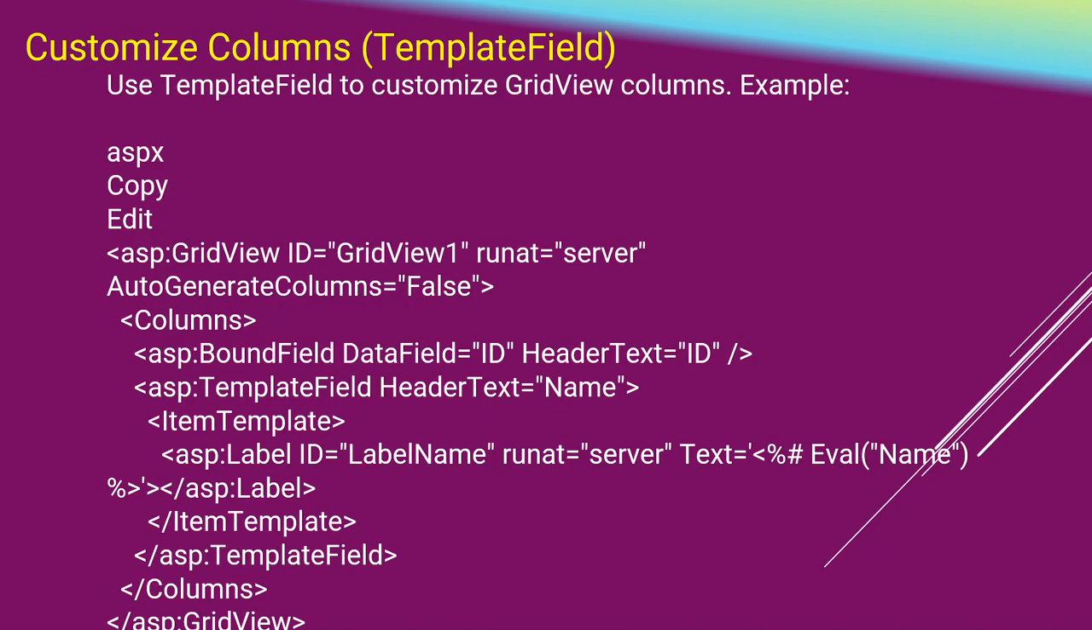To control how data appears, disable AutoGenerateColumns and define columns manually. TemplateField allows you to use custom controls and formatting, making your GridView more versatile.